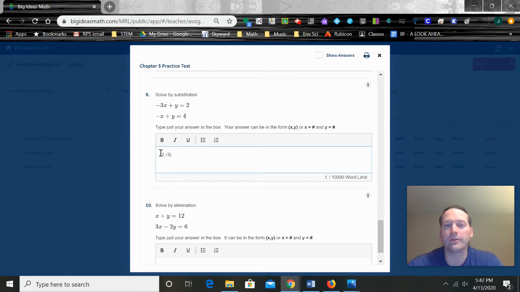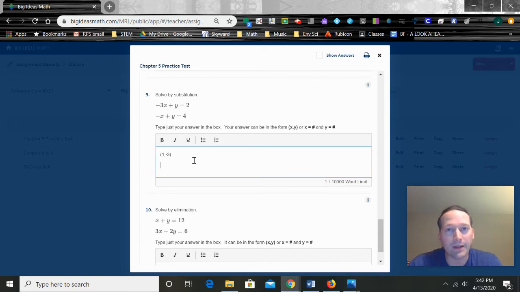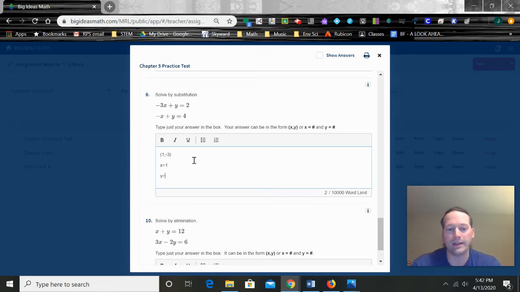If you put it in ordered pair form, we know the first number is always our x, the second number is the y. Or you do not have to do it both ways. One way or the other works. You could just put it like this, x equals 1, y equals -3. Either one will be acceptable.